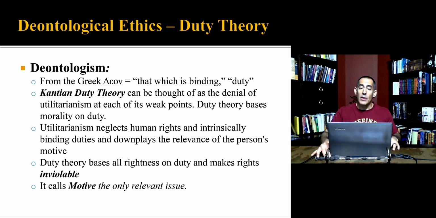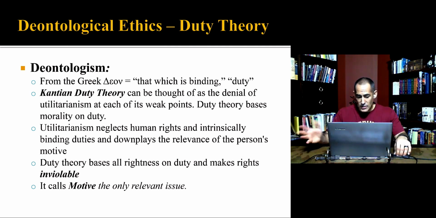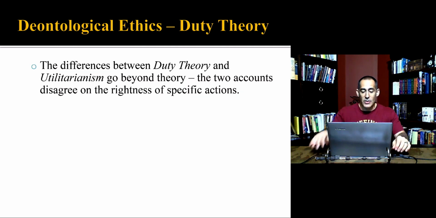and downplays the relevance of motive. Okay, remember, motive doesn't really matter. It's only the consequences that matter when we judge something to be good or bad. Now, the deontological theory, of course, bases all rightness on the duties and on the motive. Motive actually becomes the only relevant issue, to the extent where it doesn't really matter what the consequences are. So there may be some weak aspects of this theory in a very different direction.